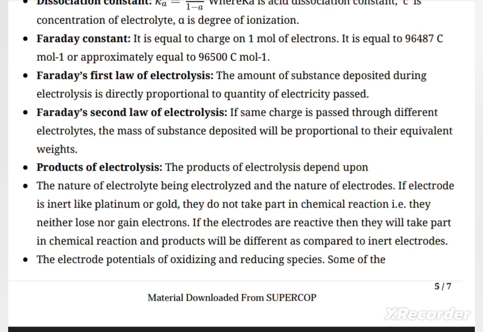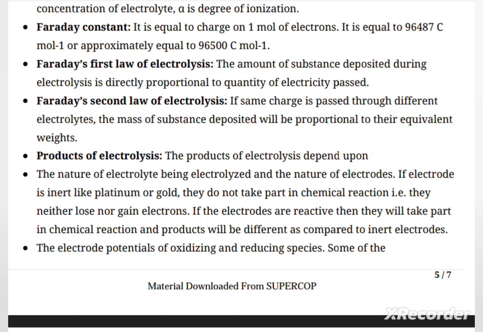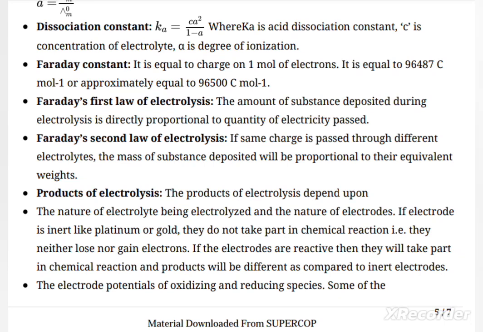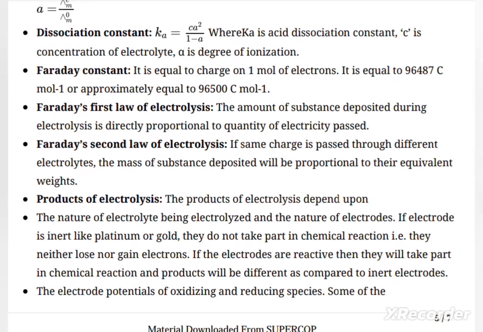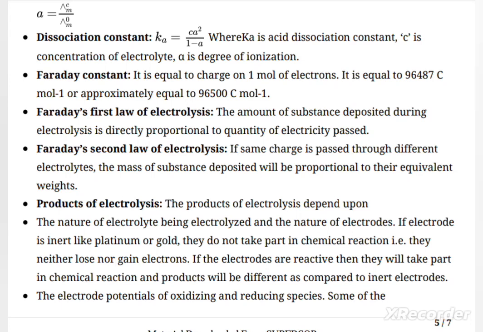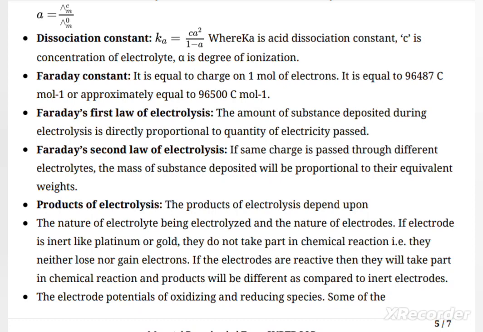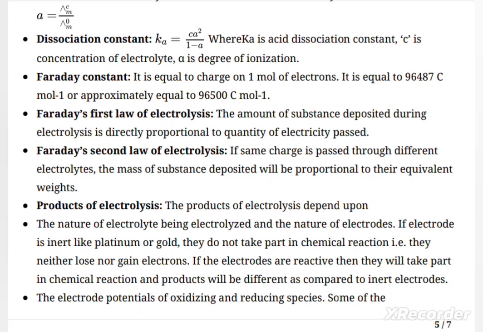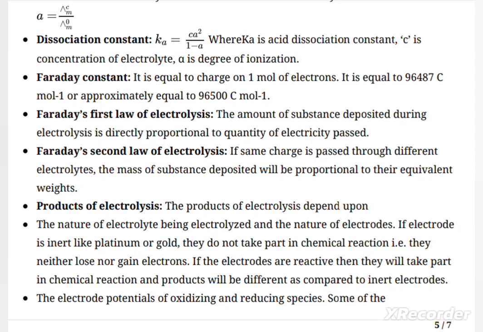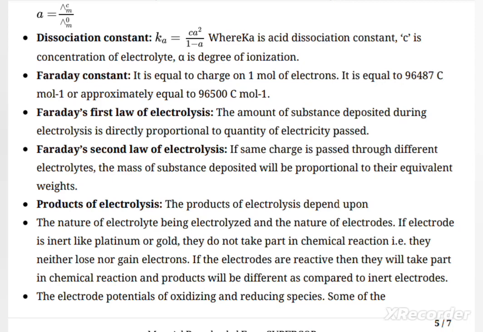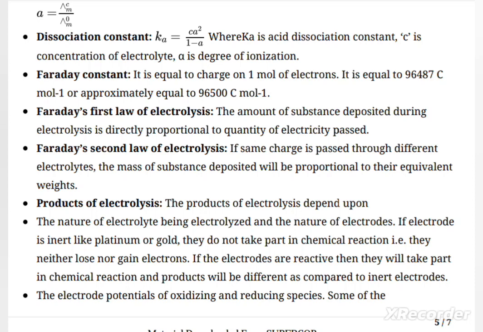Faraday constant. It is equal to the charge of 1 mole of electrons. It is equal to 96,487 coulomb per mole, or approximately 96,500 coulomb per mole. Faraday's first law of electrolysis. What is Faraday's first law of electrolysis? The amount of substance deposited during electrolysis is directly proportional to the quantity of electricity passed.